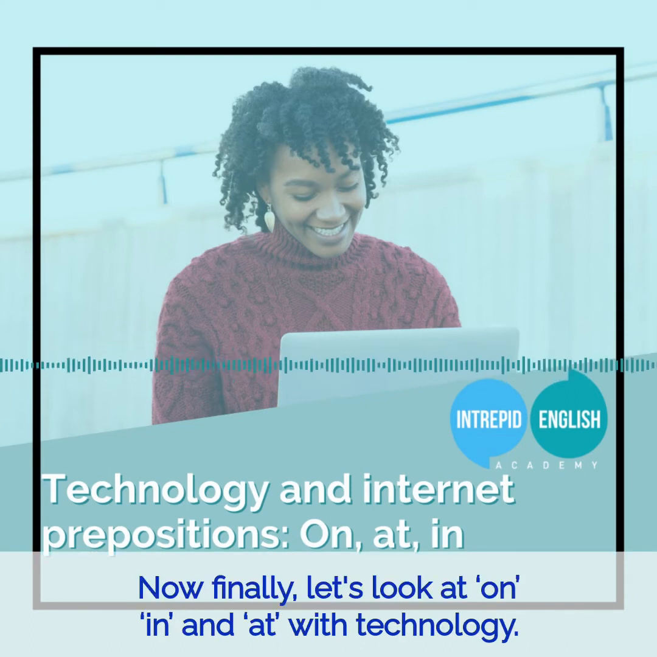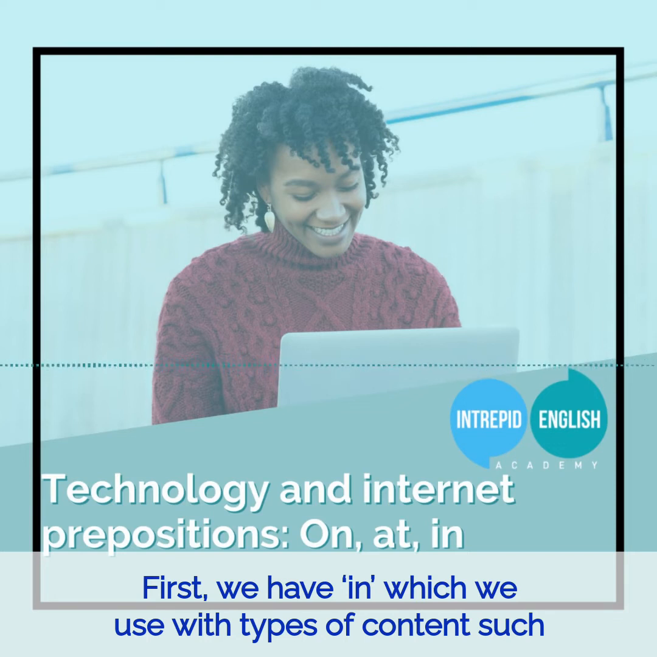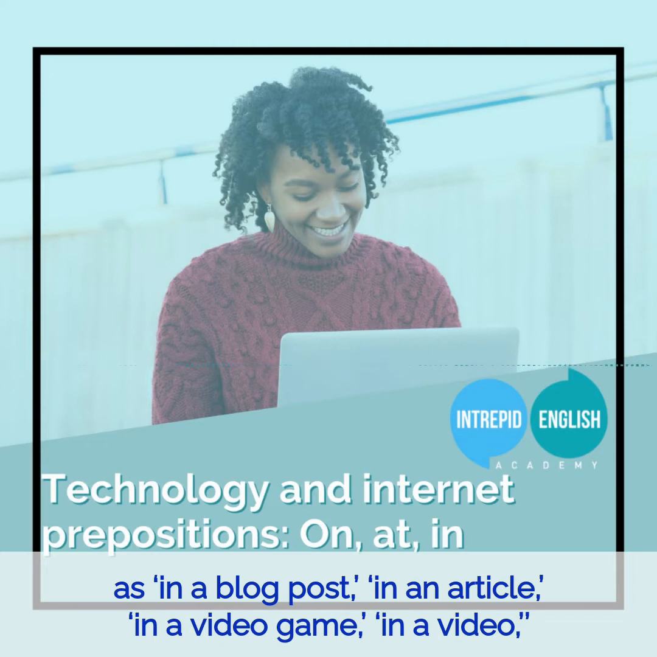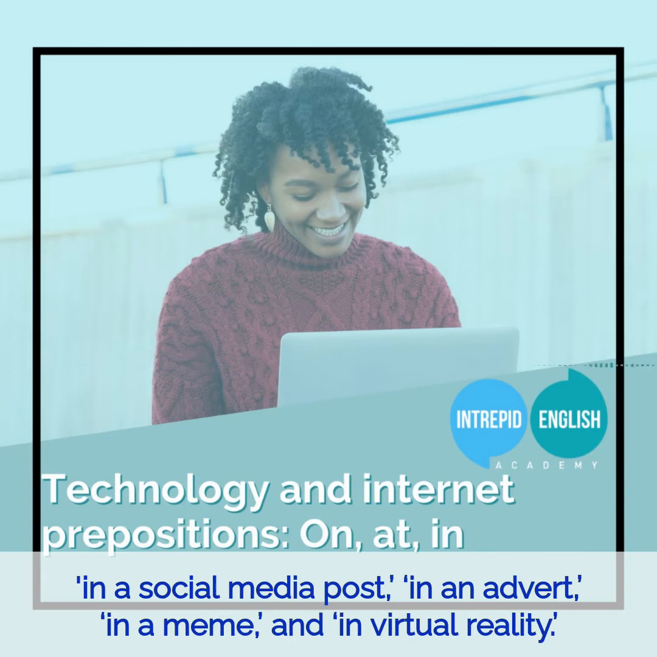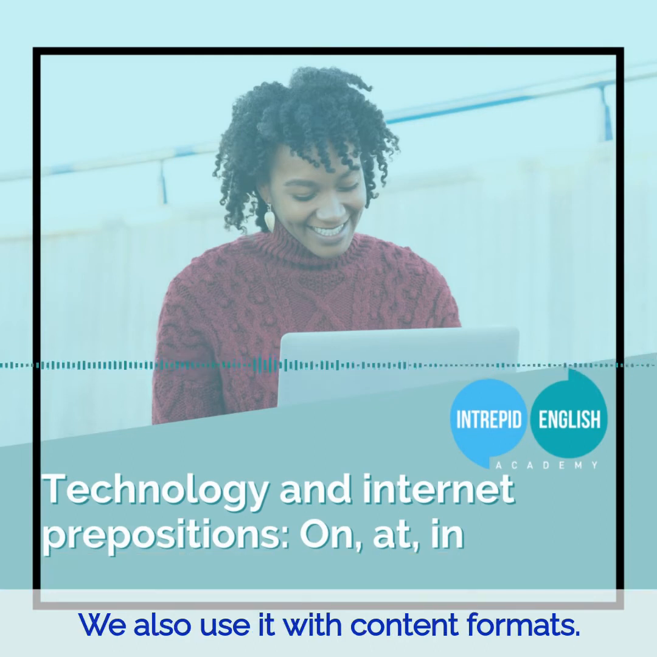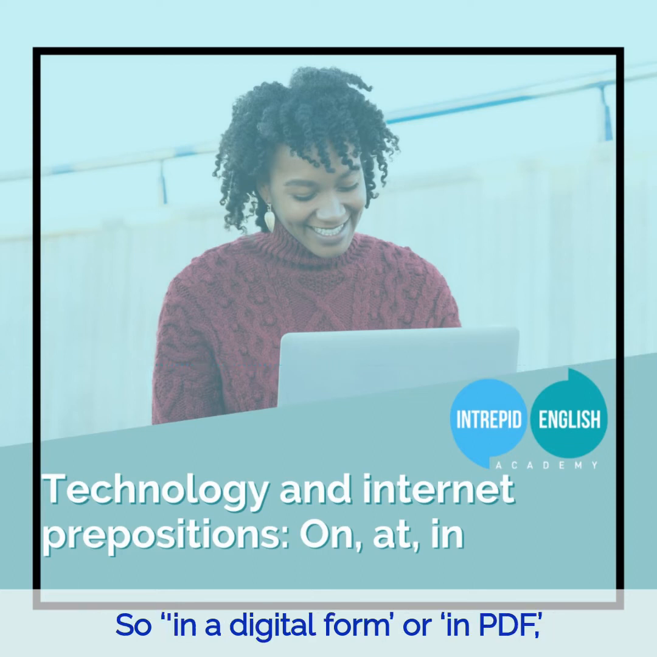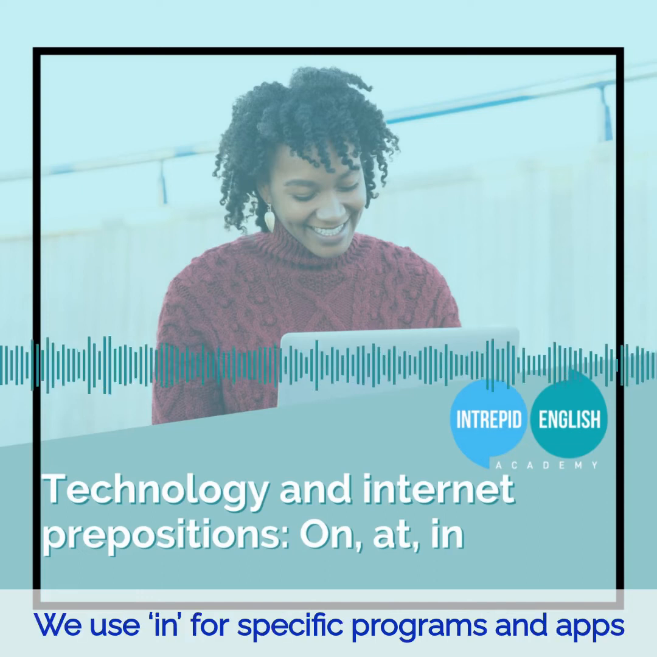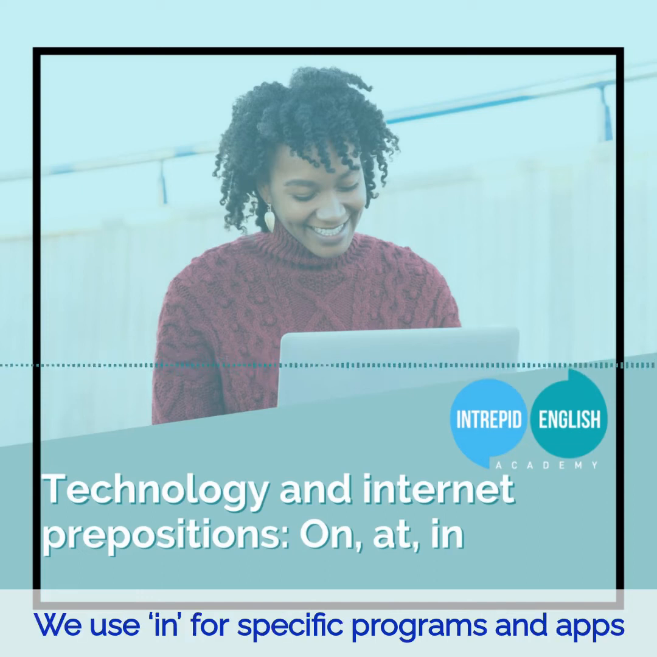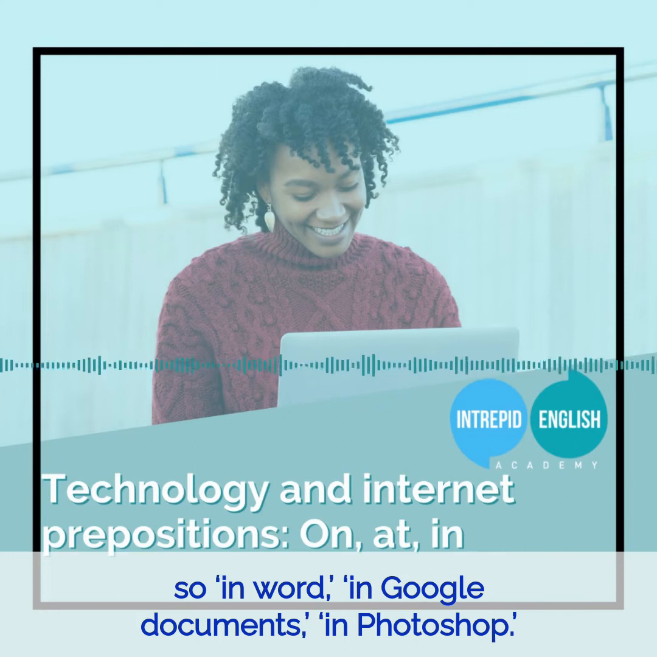Now, finally, let's look at on, in, and at with technology. First, we have in, which we use with types of content such as in a blog post, in an article, in a video game, in a video, in a social media post, in an advert, in a meme, and in virtual reality. We also use it with content formats, so in a digital form or in PDF. We use in for specific programs and apps, so in Word, in Google Documents, in Photoshop.